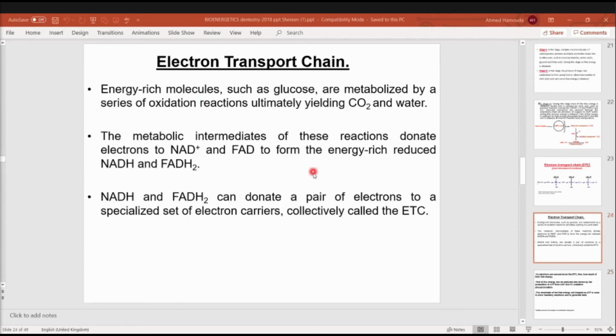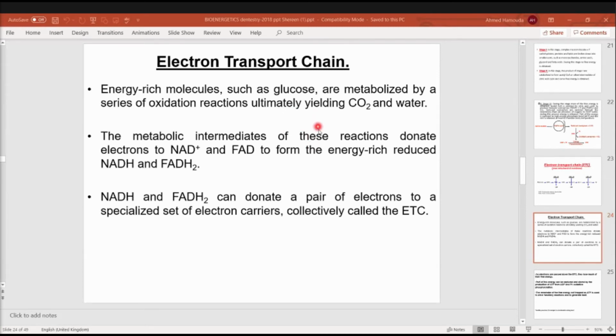So this is the explanation again of what I've just been saying. When you eat an energy-rich molecule like glucose, it is metabolized by a series of steps. Metabolize means cutting this food. What is the mechanism? It's oxidation. And what is the end product? Your end products are carbon dioxide and water. However, when you are cutting this glucose, for instance, you will get some intermediates.